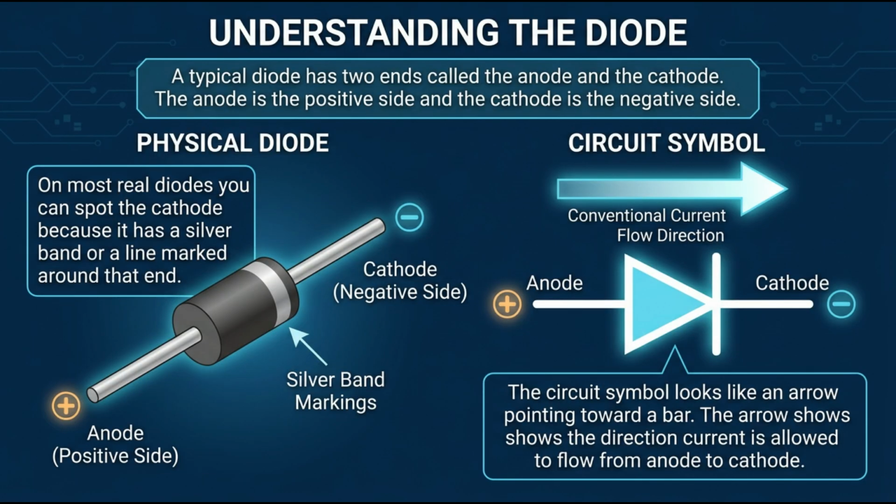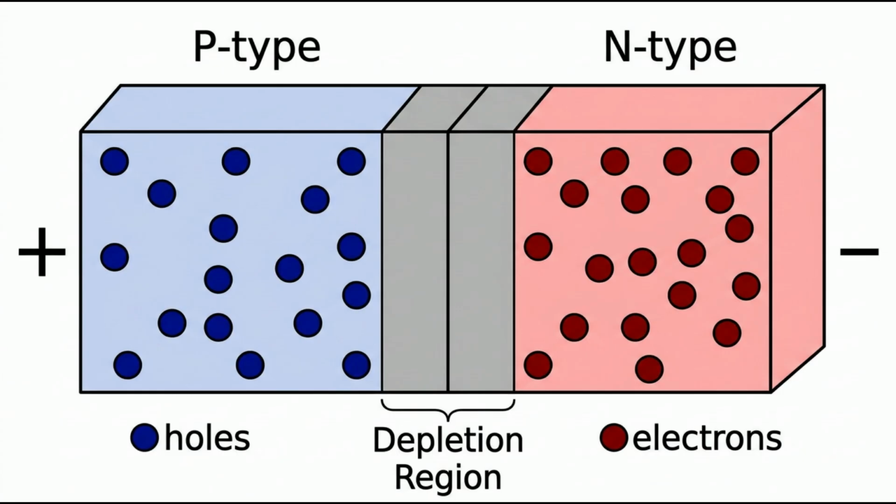On most real diodes, you can spot the cathode because it has a silver band or a line marked around that end. The circuit symbol looks like an arrow pointing toward a bar. The arrow shows the direction current is allowed to flow, from anode to cathode.